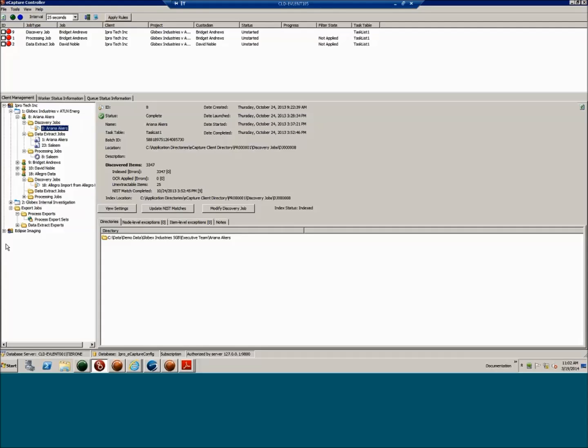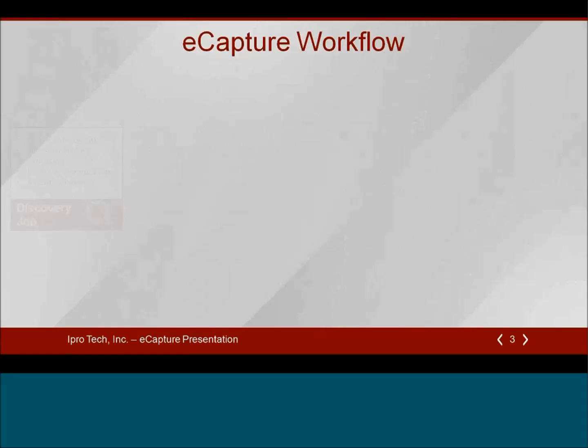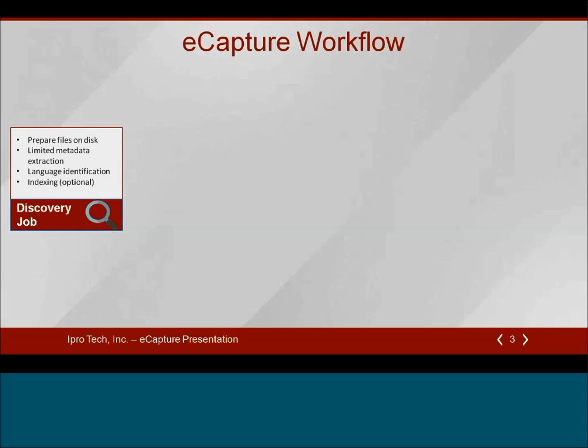So I'm going to do a quick recap just to go over that real quick. In eCapture, we have a few different types of jobs that can be done. We'll start with the general workflow. Obviously, we start with our discovery job. That's the initial job that is performed in eCapture, and this is where you point to source media and identify the files that exist in your target project. It'll do the cataloging, some limited metadata extraction, language identification, and indexing, which is optional.